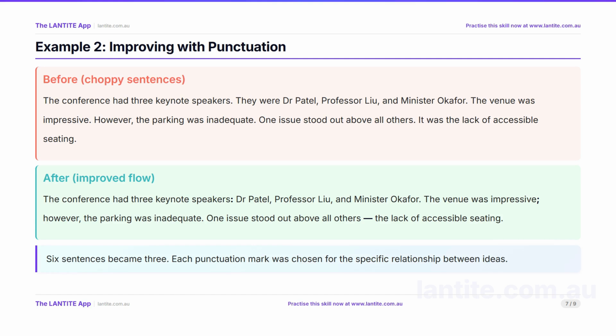Now let us see these marks improve real writing. The before version has 6 short, choppy sentences. Watch how each punctuation mark connects them. The conference had 3 keynote speakers: Dr. Patel, Professor Liu, and Minister Okafor. The colon introduces the list of names. The venue was impressive; however, the parking was inadequate. The semicolon joins 2 independent clauses, with the conjunctive adverb, however, showing contrast. One issue stood out above all others — the lack of accessible seating. The dash creates emphasis, making the reader pause and focus on the key issue. 6 sentences became 3, and the writing flows much better.